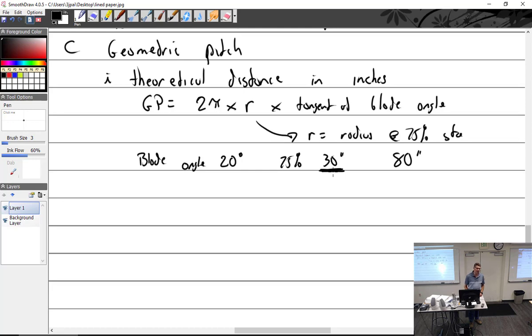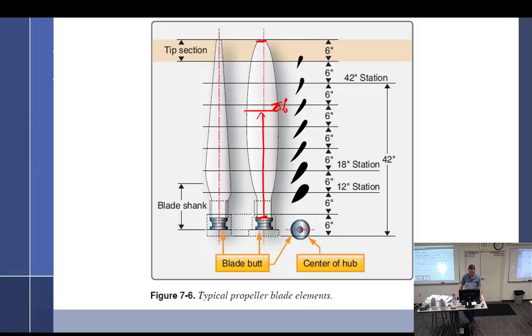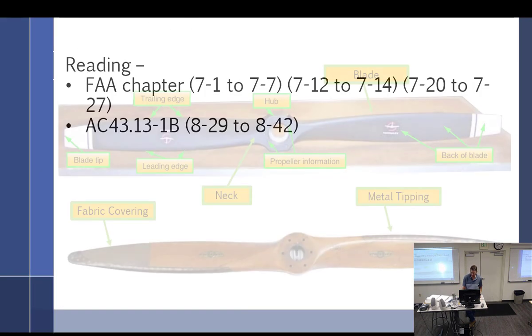30. So that's going to give me a wrong answer, because if we have an 80-inch prop, that is wingtip to wingtip. But we can't do wingtip to wingtip, because that's not 75%. That's the picture right there.